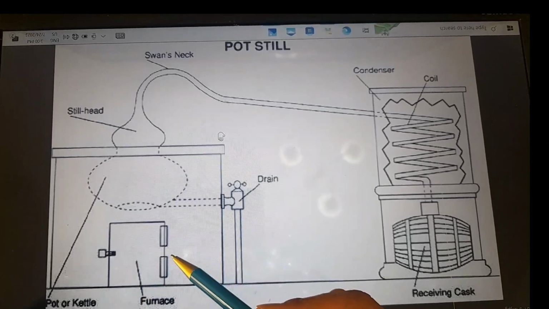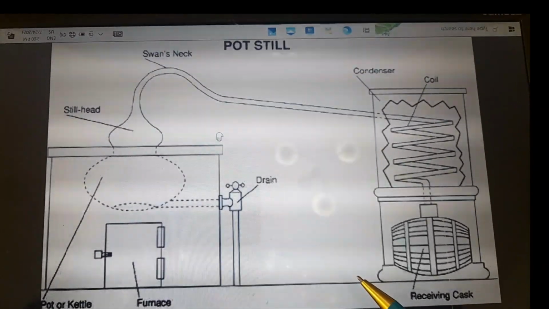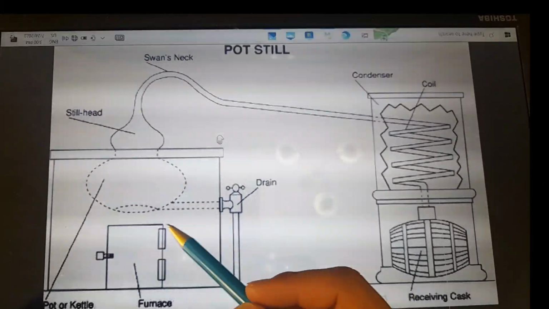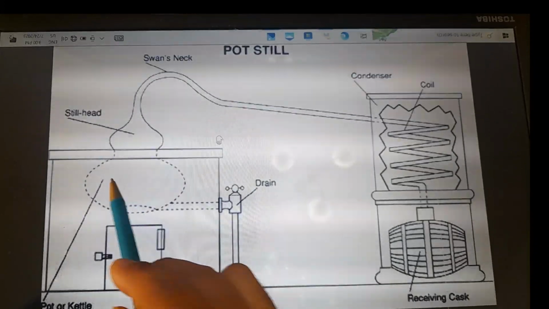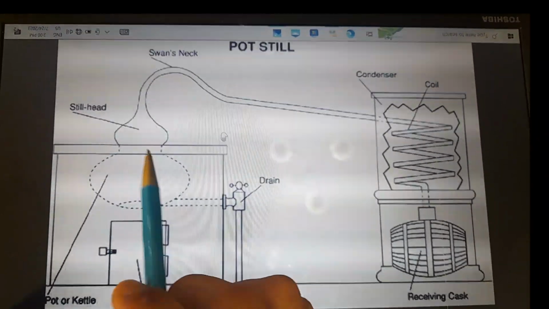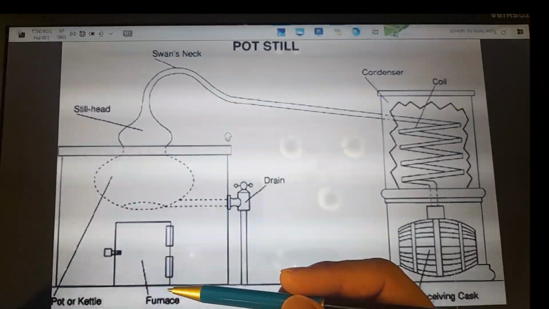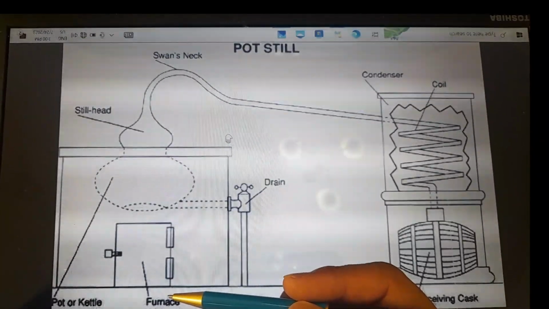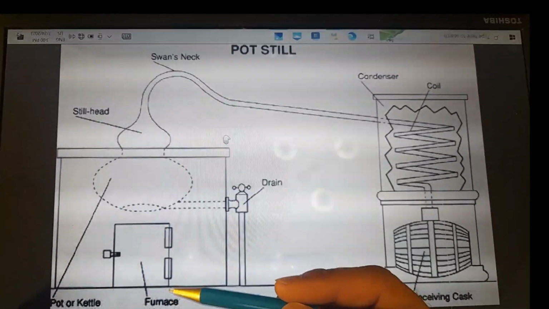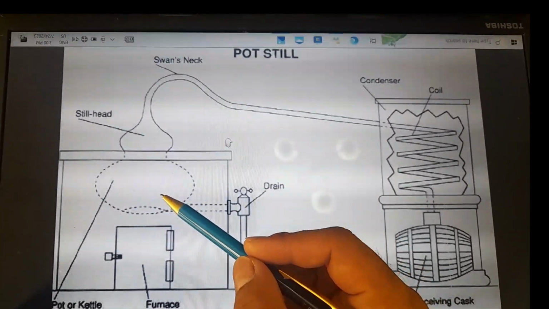This is a heat source, and the boiling point of alcohol is 78.37 degrees Celsius, and the boiling point of water is 100 degrees Celsius. The pot contains the fermented liquid, so it contains water and alcohol. Since the boiling point of alcohol is 78.37 degrees Celsius and water is 100 degrees Celsius, it is easier to separate the alcohol from the fermented liquid by heating.